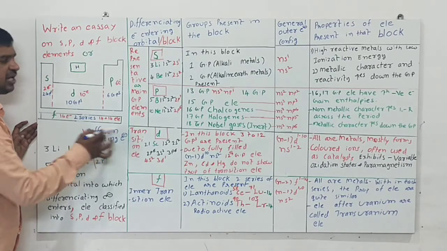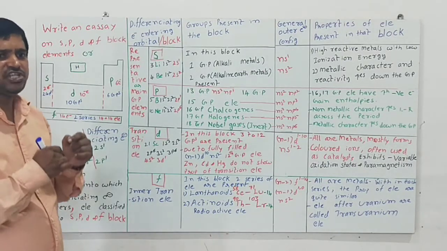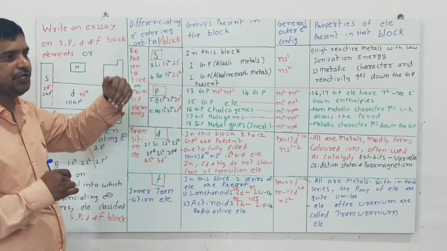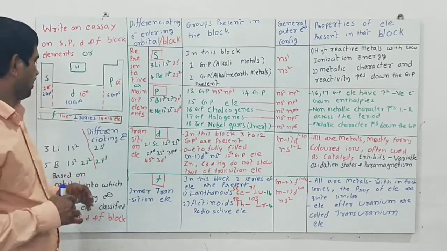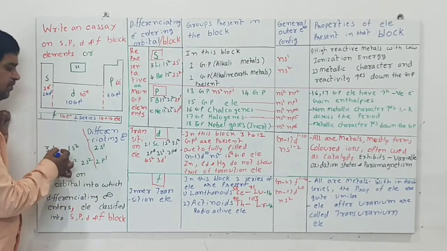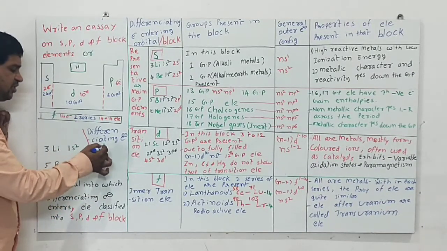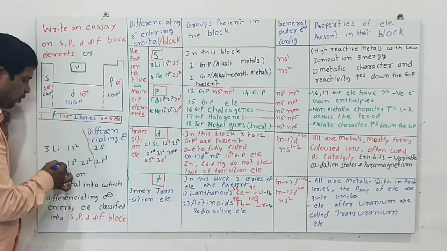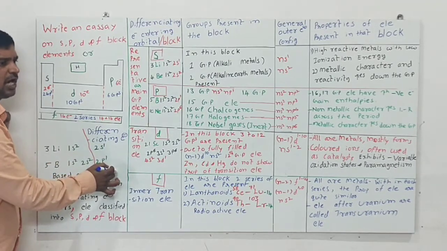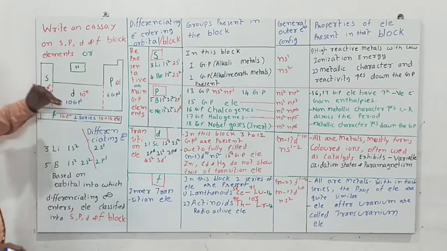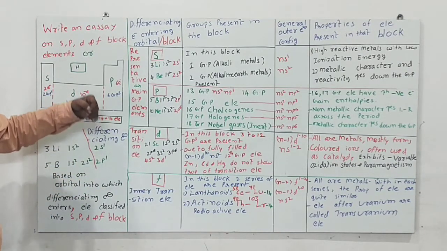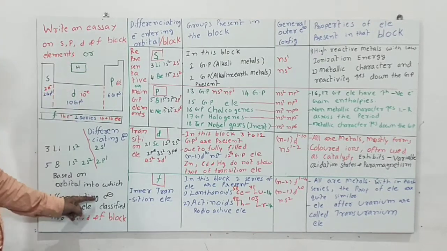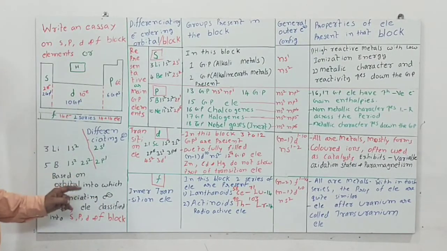See here, differentiating electron. The electron which enters lastly into an element is known as differentiating electron. In lithium, the differentiating electron enters into s orbital. In boron, it enters into p orbital. Based on the orbitals into which the differentiating electron enters, elements are classified as S, P, D and F block elements.